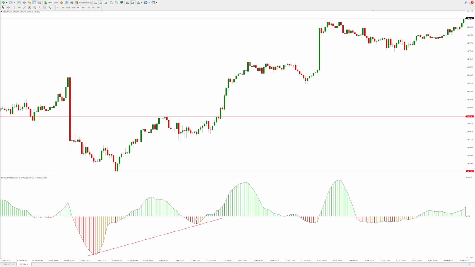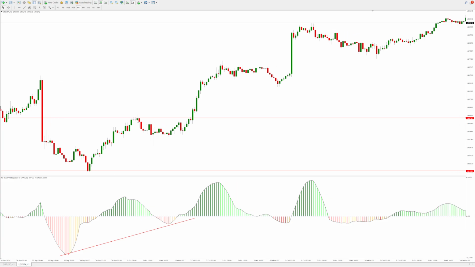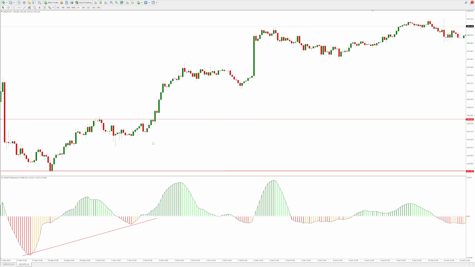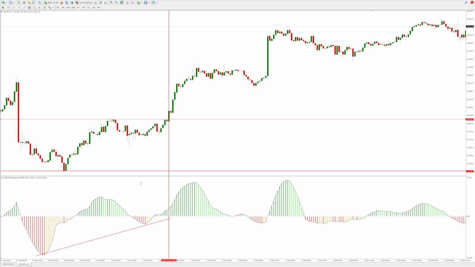Then we have the pullback. Always want to look for a pullback before jumping in on a trend. So we have the pullback in this area around here. We have our bullish divergence, which suggests that the upward trend will continue. Cross back over to the zero side, which coincides perfectly with our breakout of the resistance level here. So this would be probably an ideal entry point using the squeeze momentum indicator in an uptrend.